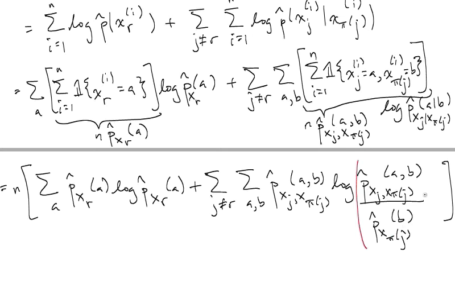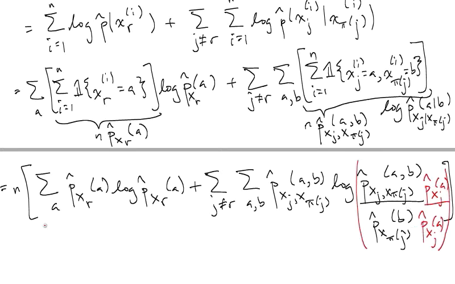I'm going to multiply top and bottom by p hat of xj of a. So down here it's going to be p hat of xj of a. So I'm just multiplying by 1 here. But if I do that, something's going to happen.